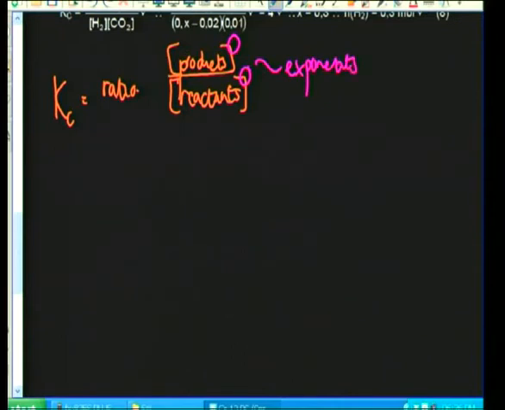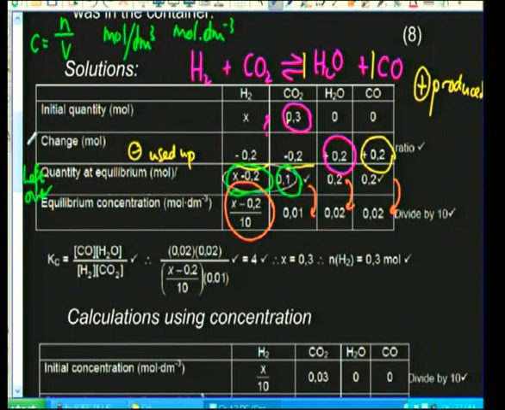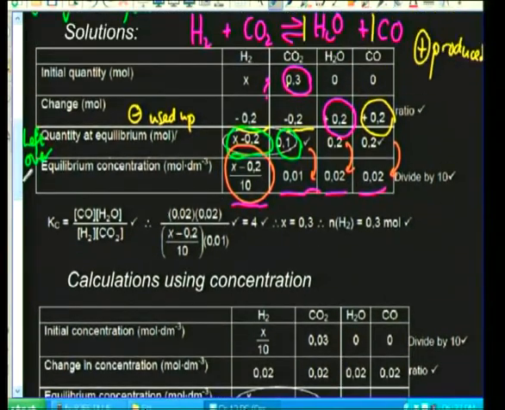Now I have balancing numbers of 1 and 1 and 1. So our exponents are not going to come into play just yet, but let's go back and make sure we've got the concentrations. So this is our concentration for my hydrogen gas, the concentration for carbon dioxide, the concentration for water, and the concentration for carbon monoxide.